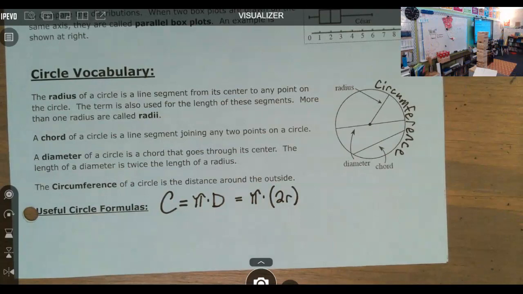Owen, what had you said again? You said 2 pi r. Yeah, so Owen said 2 pi r. Is that the same as pi times 2r? Yeah, because commutative property. That's the same one.